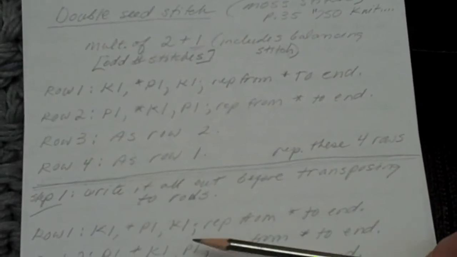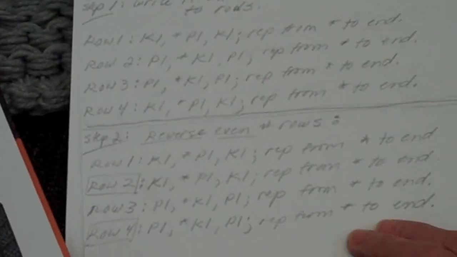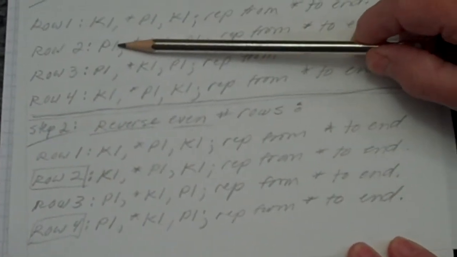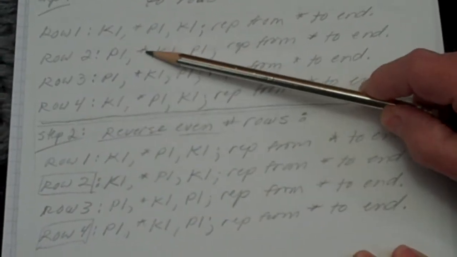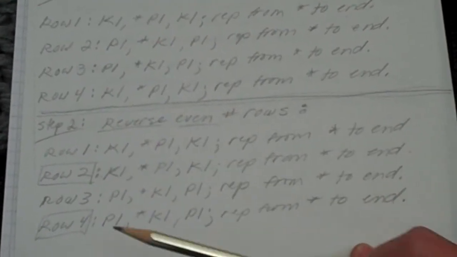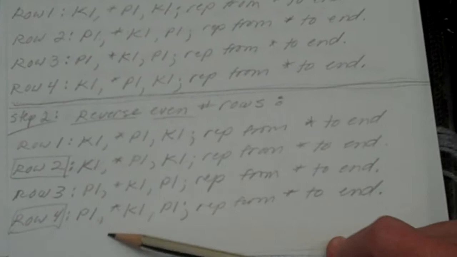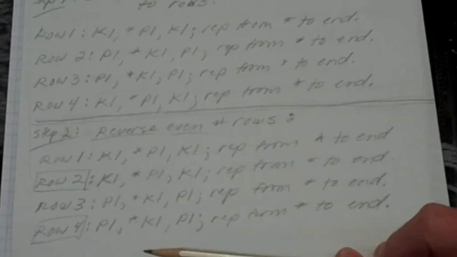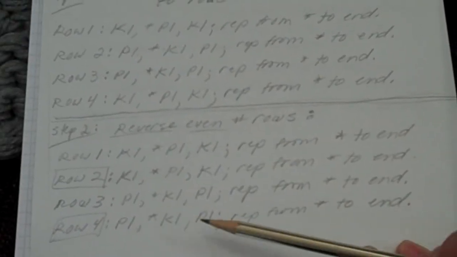So once you've written it all out, then you can reverse the even number rows. So instead of purling on row 2 for my first stitch, I would knit 1, then there'd be an asterisk, knit 1, purl 1, and once I've reversed it, it will be asterisk, purl 1, knit 1. And of course I leave row 3 the same, and then row 4 I reverse the stitch. So if it tells me knit 1, I'm going to purl 1, asterisk, purl 1, knit 1, I'm going to asterisk, knit 1, purl 1.